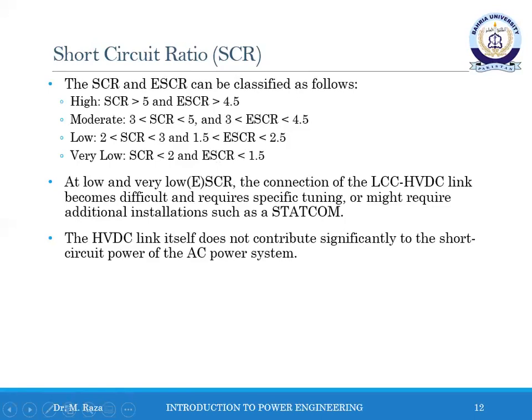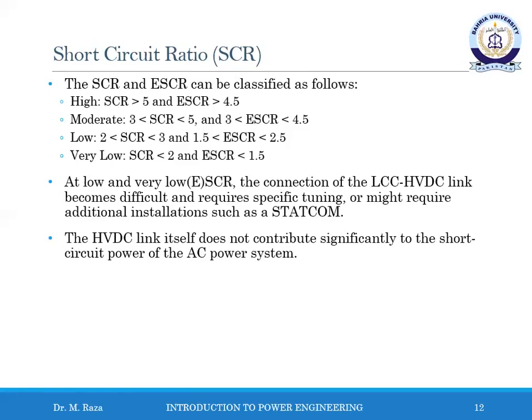Further, a system is considered weak when SCR is greater than 2 but equal to or lower than 3, or effective SCR is greater than 1.5 and equal to or lower than 2.5. A very weak system would be when SCR is lower than 2 and ESCR is lower than 1.5.